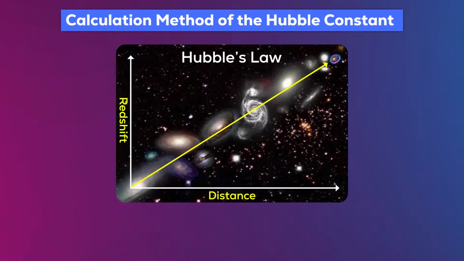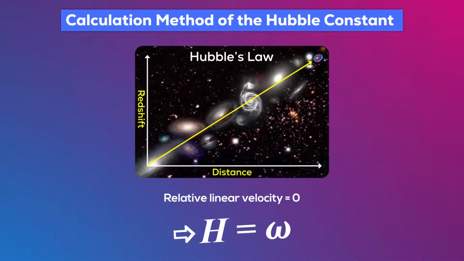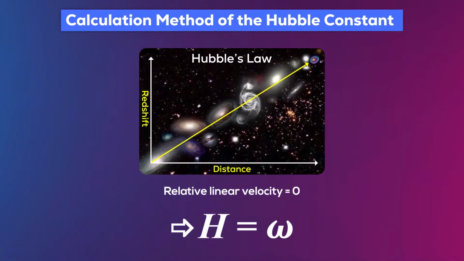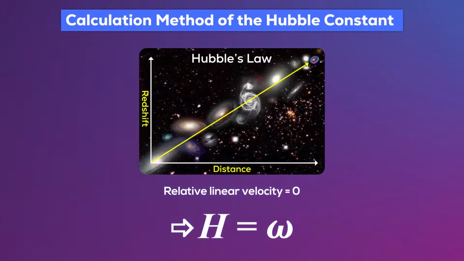According to Hubble's experimental law and the Hubble constant calculation method, for galaxies whose linear velocities are in the same direction and therefore their linear velocities relative to each other are zero, the value of H is equal to their angular velocity, or the same omega.